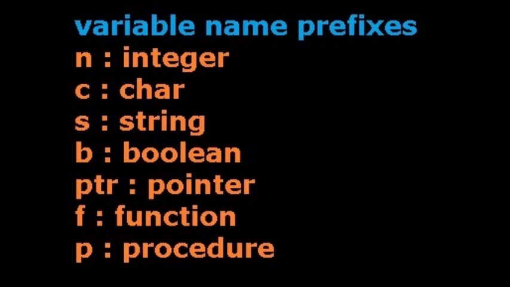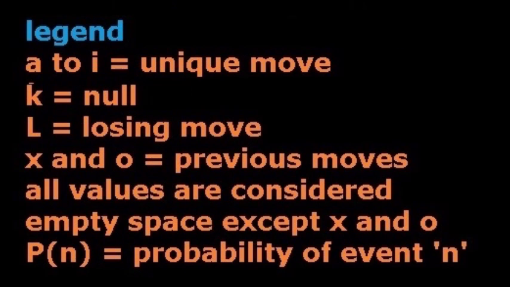If a variable starts with one of these lowercase letters, that tells you what type it is. Local variables will be in lowercase and global constants will be in uppercase, except for the first character in the name. Moving on, here is what the values on the game board represent. Note that X and O are the only values that are non-empty, and the rest represent empty places on the tic-tac-toe board. P of A, for example, will represent the probability of that player moving on that location.